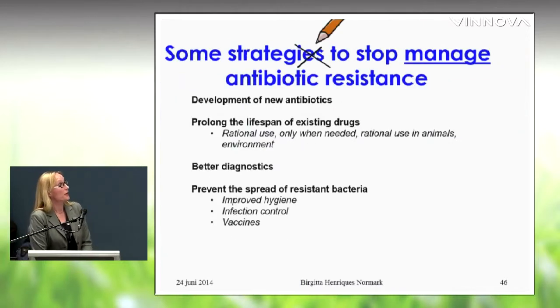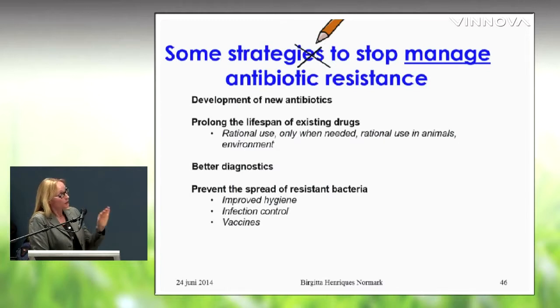So if I then just try to summarize very briefly some points that are very important, and you have also heard them before, so I just want to stress them again. Of course, one is development of new antibiotics, but we also have to think about how we use the antibiotics, and by that we can prolong the lifespan of already existing antibiotics. So the rational use that many people here have talked about is really important, to just use them when they are needed. And that goes, of course, both for animals and humans, but also for the environment, and I will not discuss the environment today.